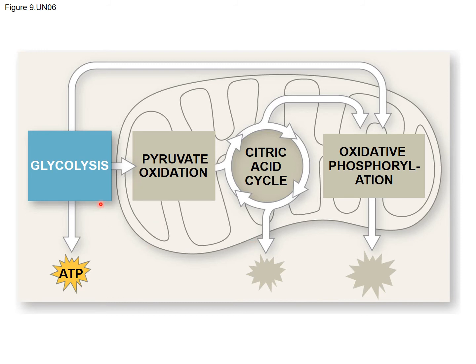So what we're looking at here gives you an overview of what we're going to be moving into. Remember, glycolysis is really the only thing that happens in the cytosol. Everything else in aerobic respiration occurs in the mitochondrion, and that's why the mitochondrion was there in that first image. Pyruvate oxidation, the citric acid cycle, oxidative phosphorylation, they all occur in the mitochondrion. The only thing that doesn't is glycolysis.